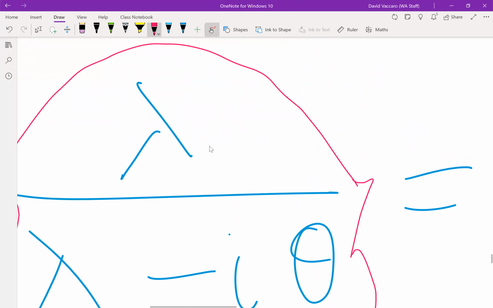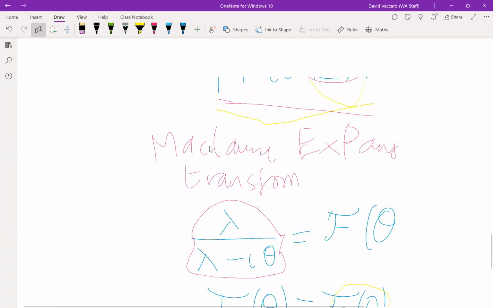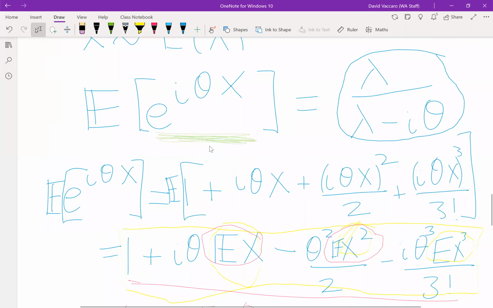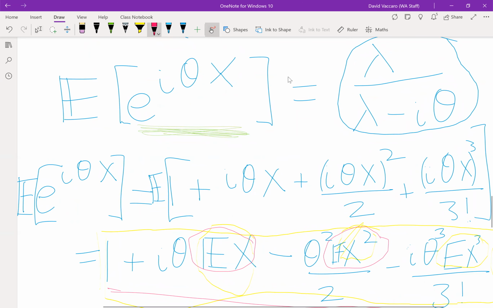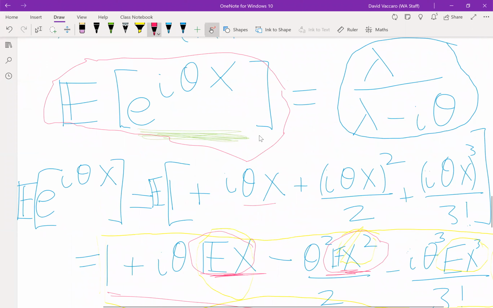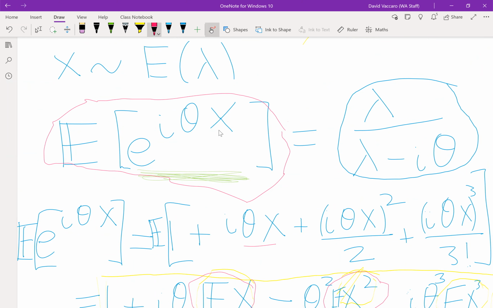Okay, so a recap. And this is in the context of probability. If we were to calculate the expectation of the exponential function, then we could use Maclaurin's expansion to see that that expectation has coefficients which give me the expectations of the powers of the random variable. So this is a powerful function. So e to the i theta x can be used to tell me all those expectations. So it's got a special name. It's called the moment generating function because it generates all those expectations of powers.